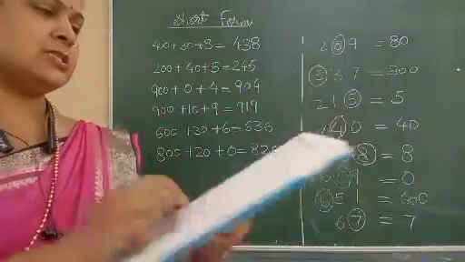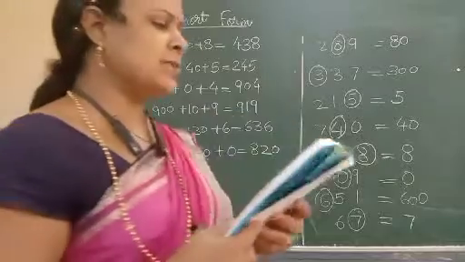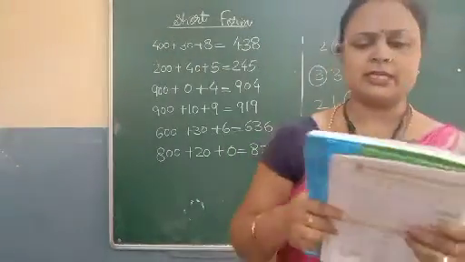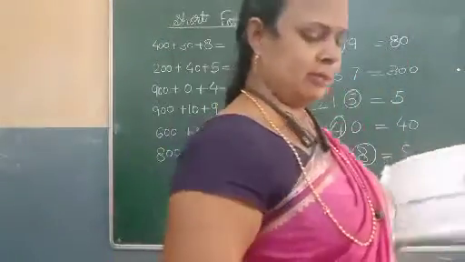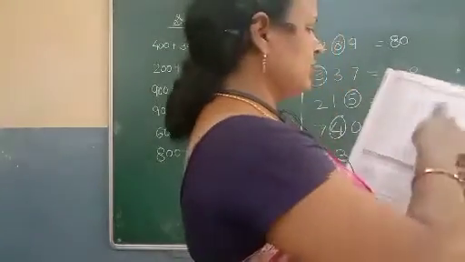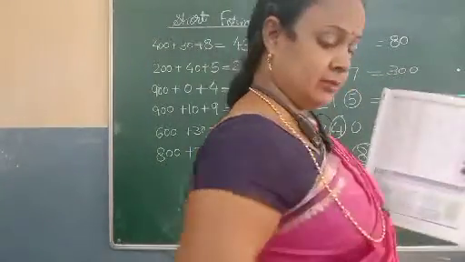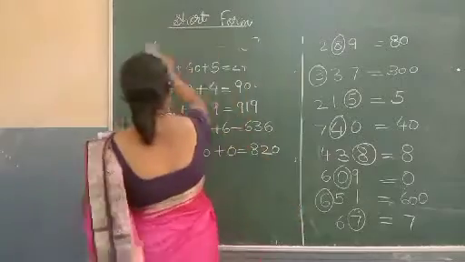Okay? Now next one is: write the place value of each encircled digit in the placeholder. Same like this way you can write here in the placeholders. Okay?